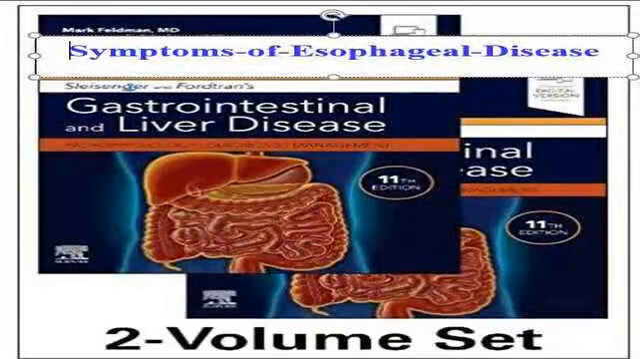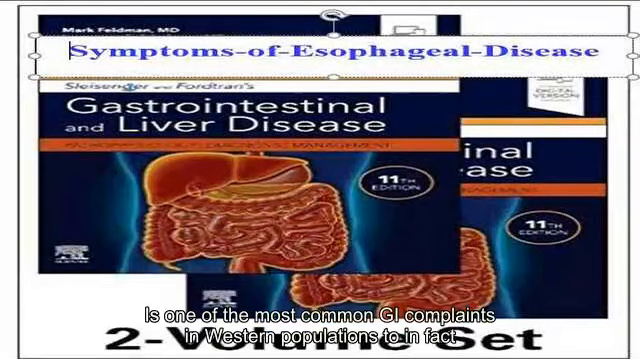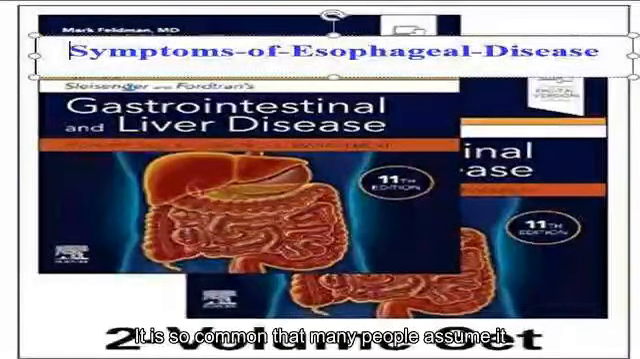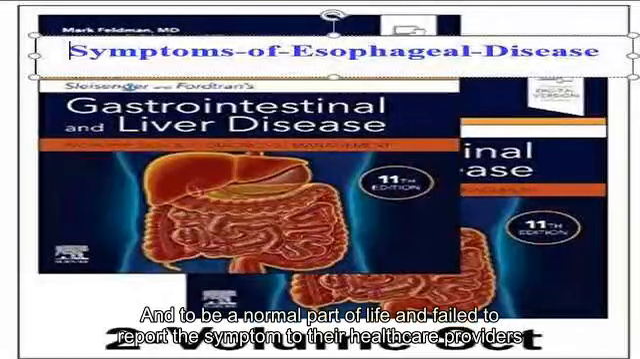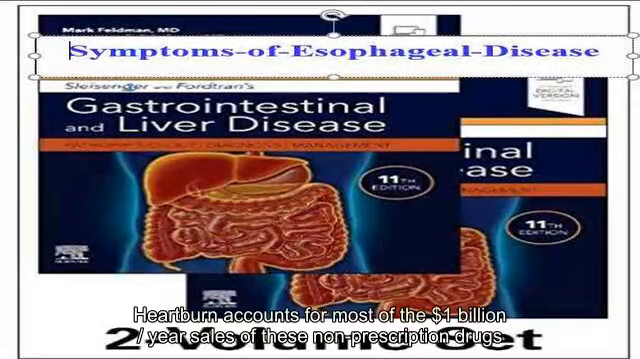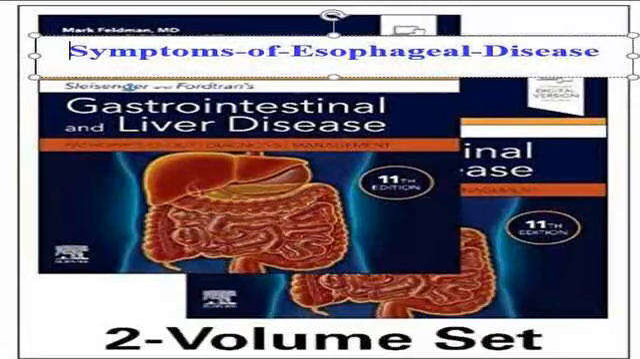Heartburn and regurgitation. Heartburn, pyrosis, is one of the most common GI complaints in Western populations. In fact, it is so common that many people assume it to be a normal part of life and fail to report the symptom to their healthcare providers. They seek relief with over-the-counter antacids. Indeed, heartburn accounts for most of the $1 billion/year sales of these non-prescription drugs.